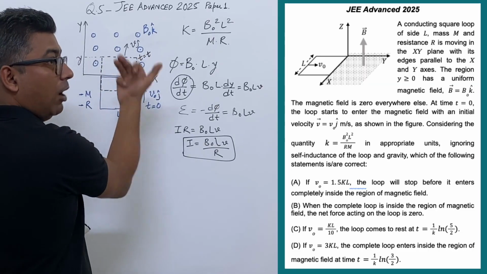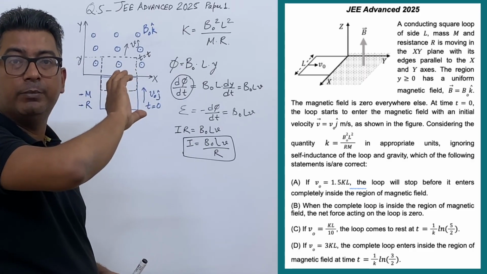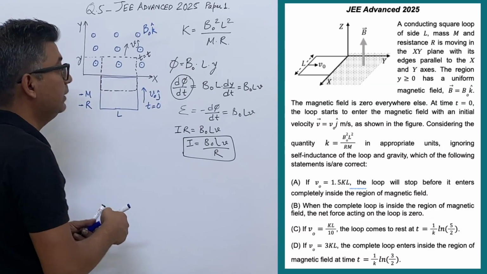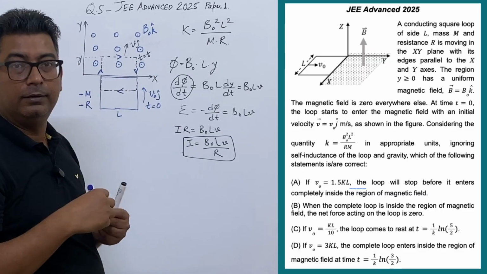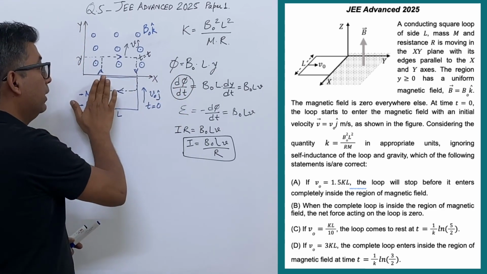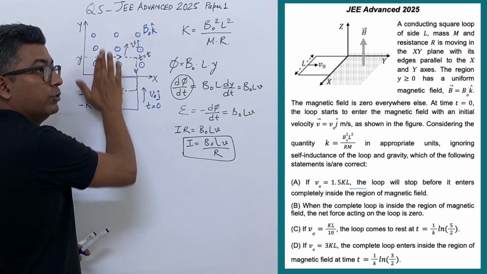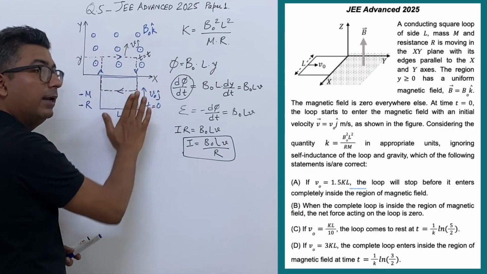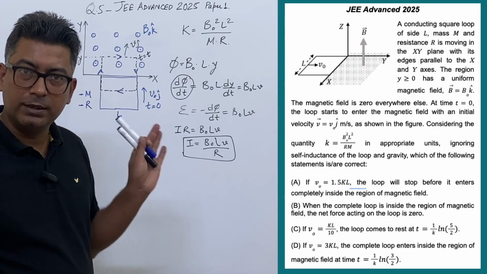So, if the flux is outwards, the EMF generated will be in the opposite direction. So, for opposite direction of EMF, the current needs to move in which direction? It has to move in this direction, right? Okay, so the I is in this direction. Now, because the currents in these two vertical arms are opposite, the net force developed by these vertical arms will always be zero. So, let's not consider them at all.